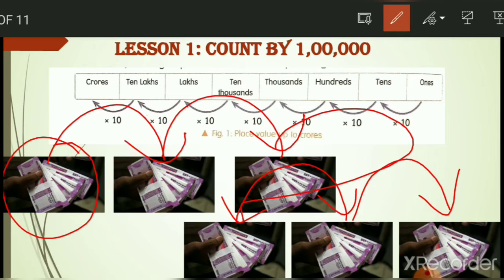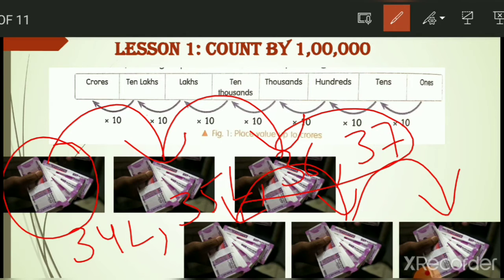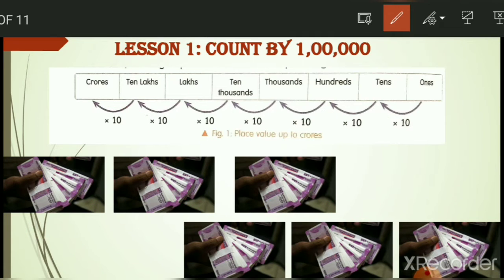So if you have 34 lakh, can you count the next 3 numbers? Next count by 1 lakh? Yes, if you're starting from 34 lakh, then the next lakh will be 35 lakh, 36 lakh, 37 lakh and so on. So I hope this is clear.